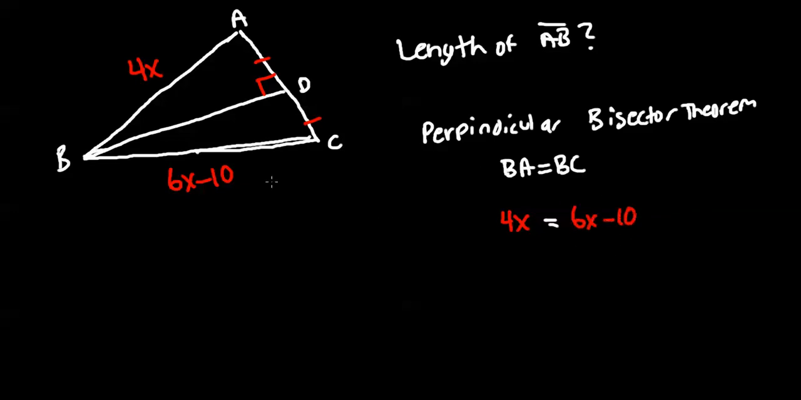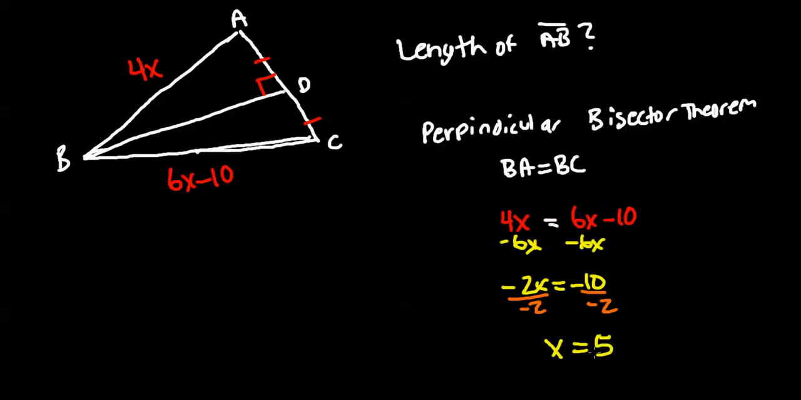Now what we want to do is go ahead and solve for x. So start off by subtracting 6x from both sides. When we subtract 6x from both sides, we're left with negative 2x equals negative 10. Then you want to isolate the x, so divide both sides by negative 2. When we divide the left side by negative 2, we get x. When we divide the right side by negative 2, we get 5.